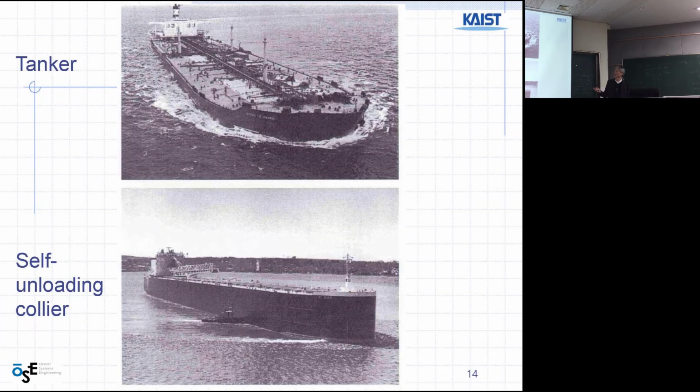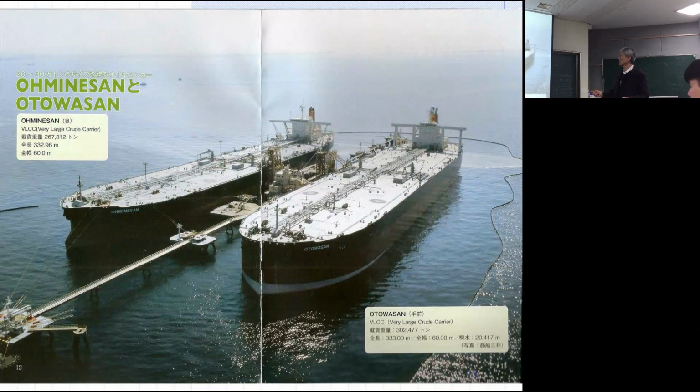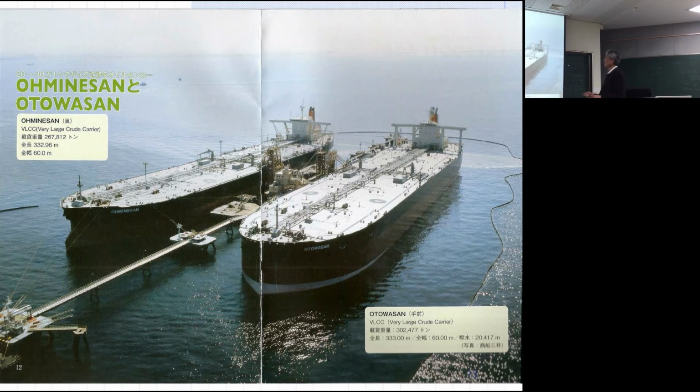Tanker, oil tanker. There is no hatch, only a pipe. So it is different. A self-unloading collier, a collier means a coal carrier, but this unloading is a special device. It has its own conveyor belt system. What is this? VLCC means a very large crude oil carrier. Dead weight is 0.3 million ton. Big one. Length is more than 300.